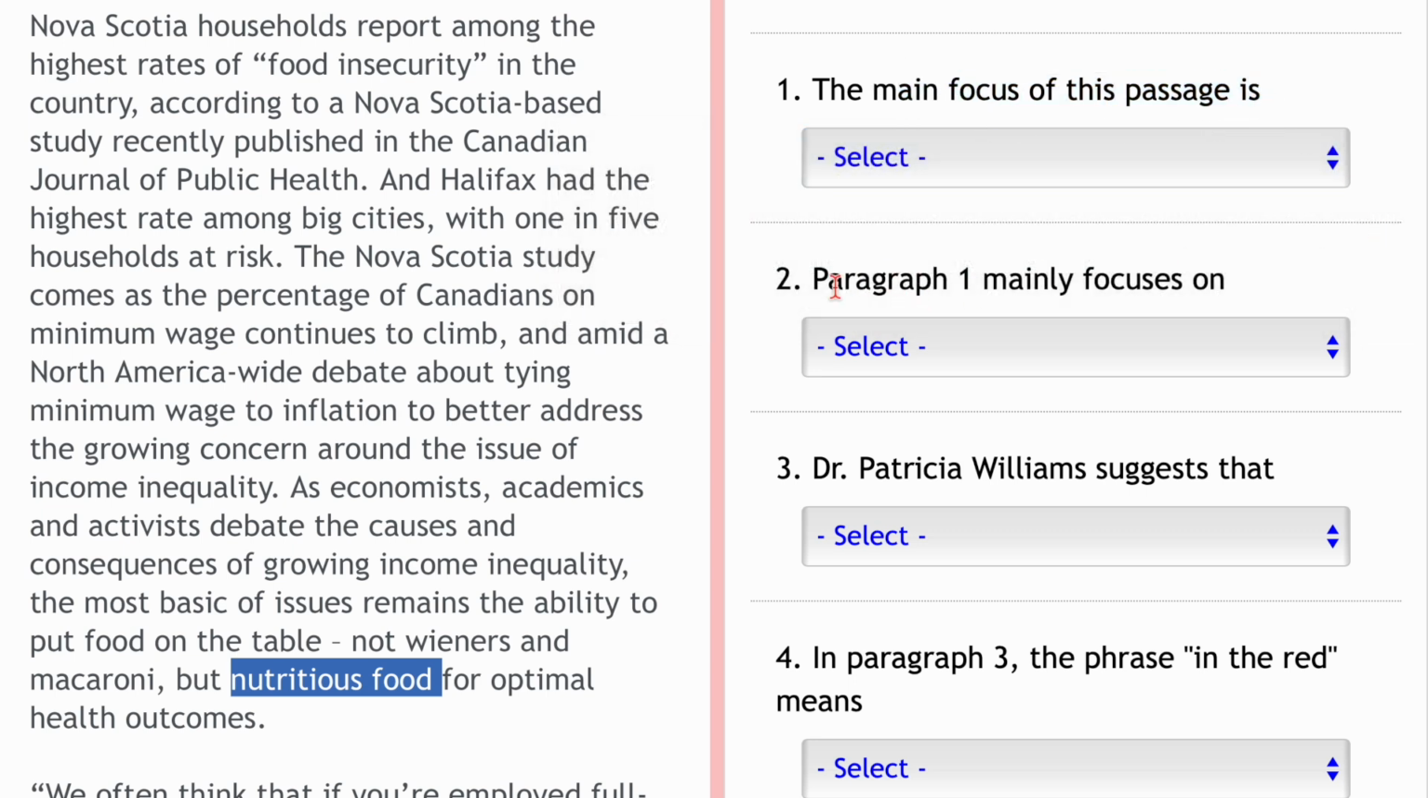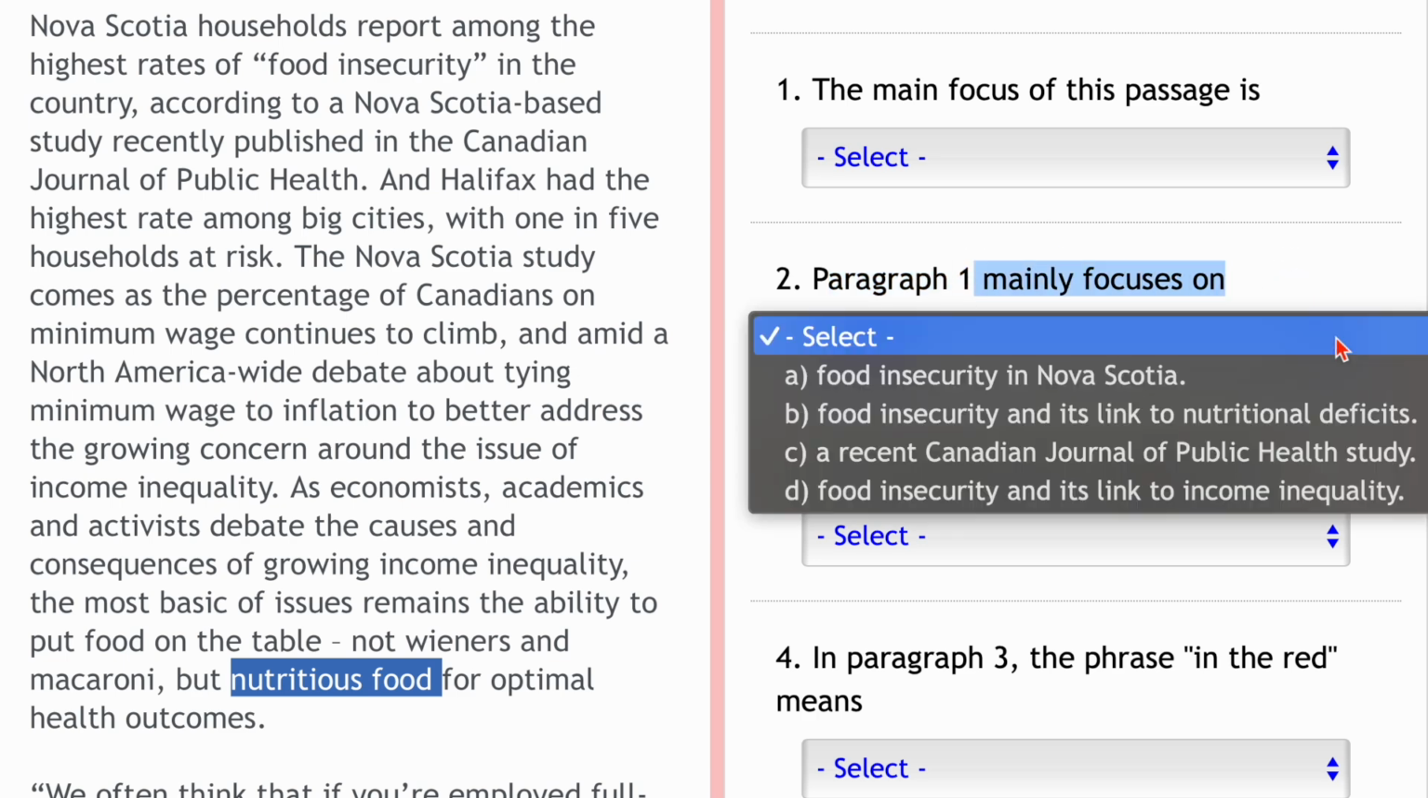But what about this one? Paragraph 1 mainly focuses on, okay, food insecurity in Nova Scotia, food insecurity and its link to nutritional deficits, a recent Canadian Journal of Public Health study, food insecurity and its link to income inequality.